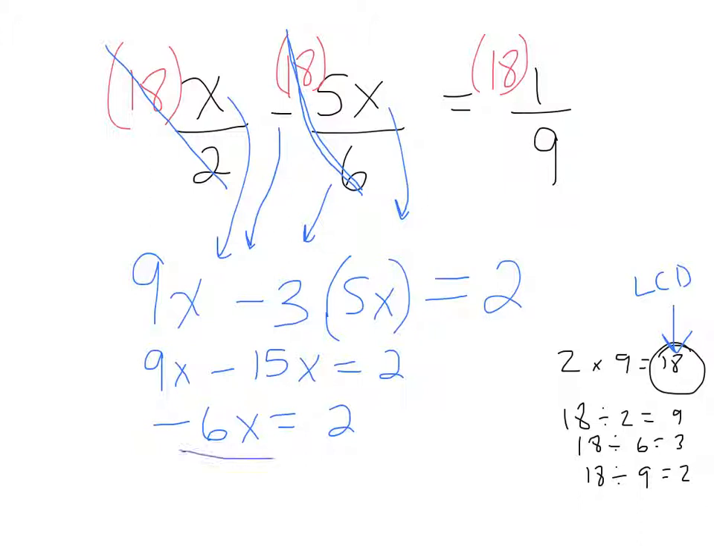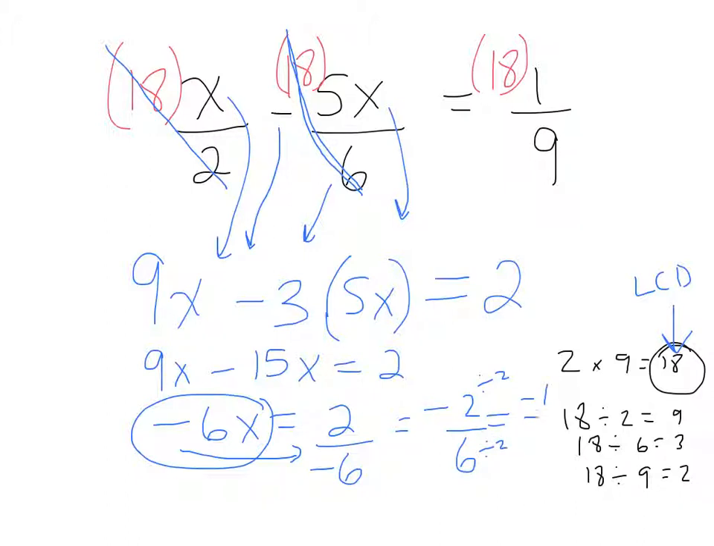Okay, so the negative 6 would have to come under because it goes from multiplication to division. So 2 over negative 6. I always leave the answer with the negative up top. So negative 2 over 6. And I want the lowest possible fraction. Divide them both by 2. Right? And I get 1/3. So your final answer is negative 1/3.